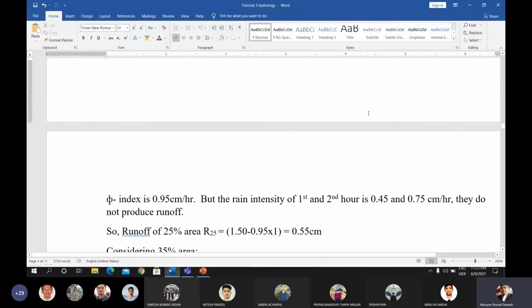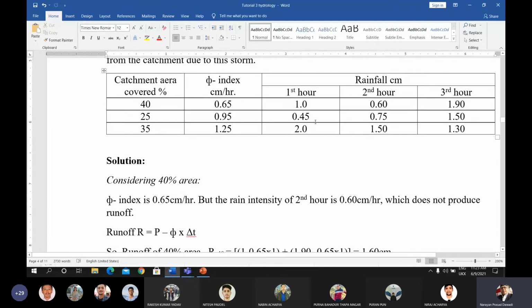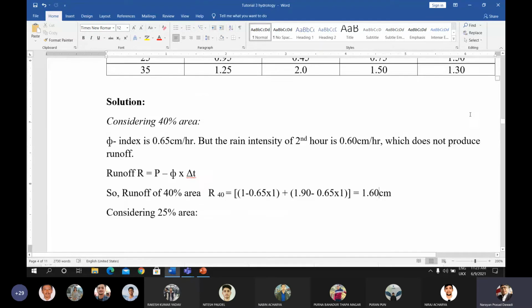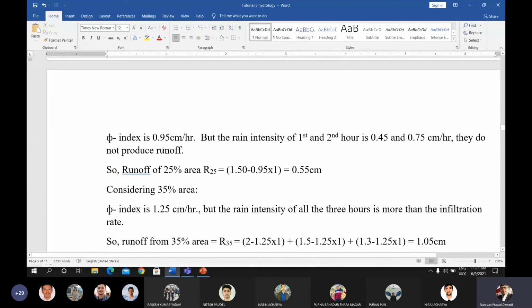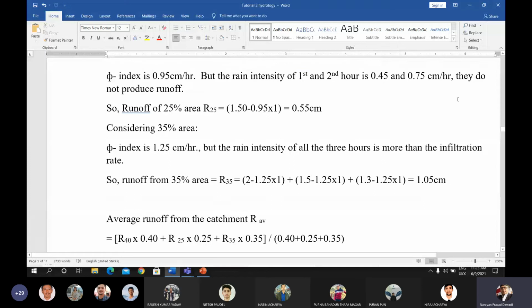And 1.60. Considering the 25% area, the first hour and second hour do not produce runoff. I have not considered these. Only the third hour rainfall is greater than the phi index, so this produces runoff. For the 25% area, the phi index is 0.95 centimeter per hour, but the rain intensity of the first and second hour is 0.45, which does not produce runoff, being less than 0.95. That's why it does not produce surface runoff.